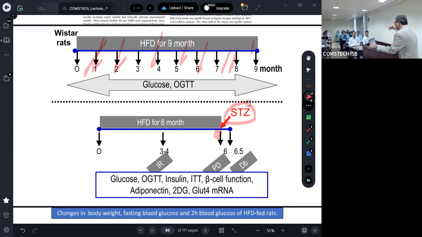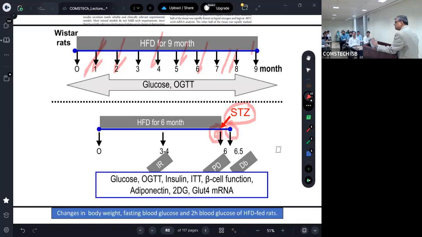Normally, if someone asks, after 6 months, why did you give this streptozotocin? For the safe side, our answer is that we checked after 9 months and blood glucose remained the same. So if we give streptozotocin here in pre-diabetes, after 15 days it developed diabetes.